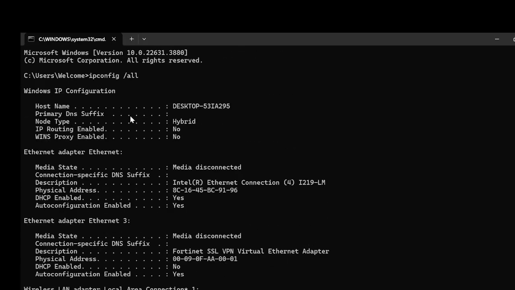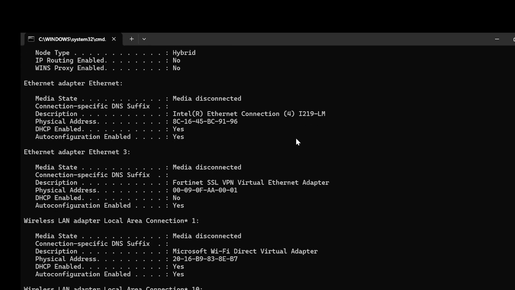See, my first network interface card is Ethernet adapter Ethernet. It is in a disconnected state. That is the reason you don't see an IP address and other details, but you still see one physical address.